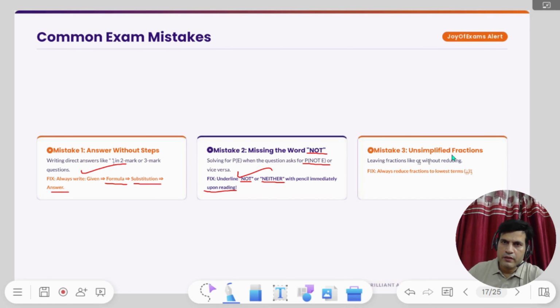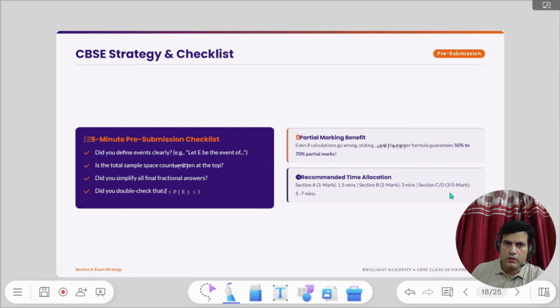Mistake 3: unsimplified fractions. Leaving a fraction without reducing. So the fix is: always reduce the fraction to the lowest terms, okay, otherwise it will be wrong.